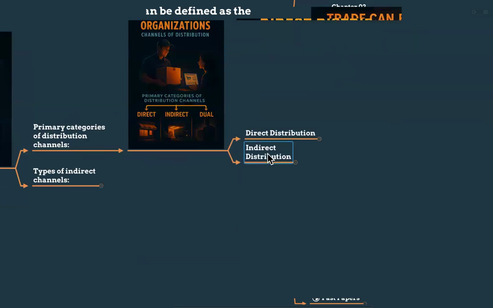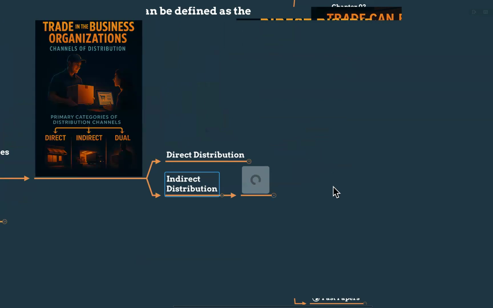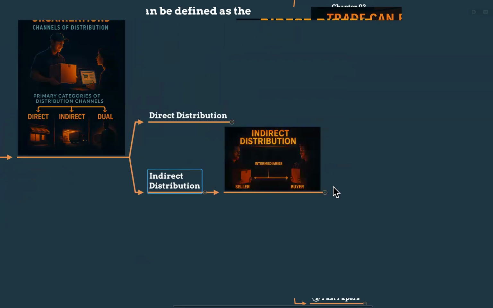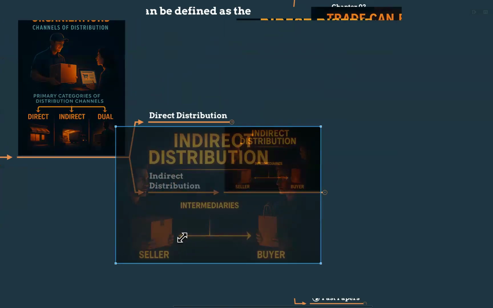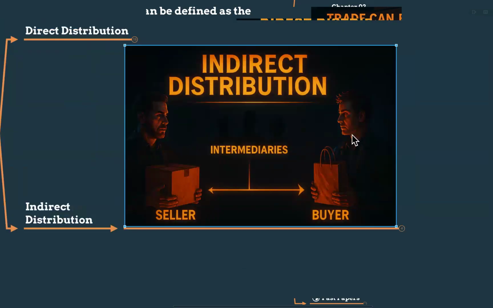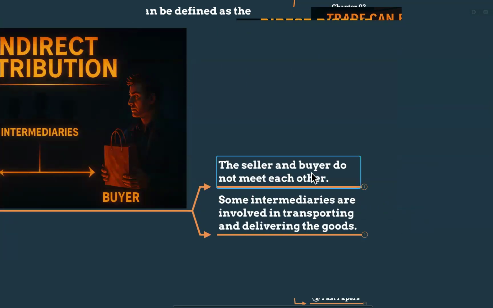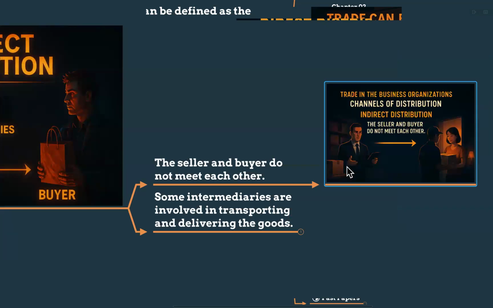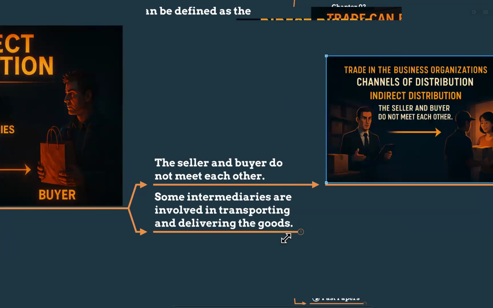And let's move to the other primary category of distribution channel, which is indirect distribution, right? So indirect means there is at least one intermediary, right? Between the seller and the buyer, there will be intermediaries. Intermediaries can be agents, wholesalers, retailers, distributors, so many names. Between the seller and buyer, there will be at least one intermediary, right? The seller and buyer do not meet each other face to face in indirect distribution. There will be a middleman.